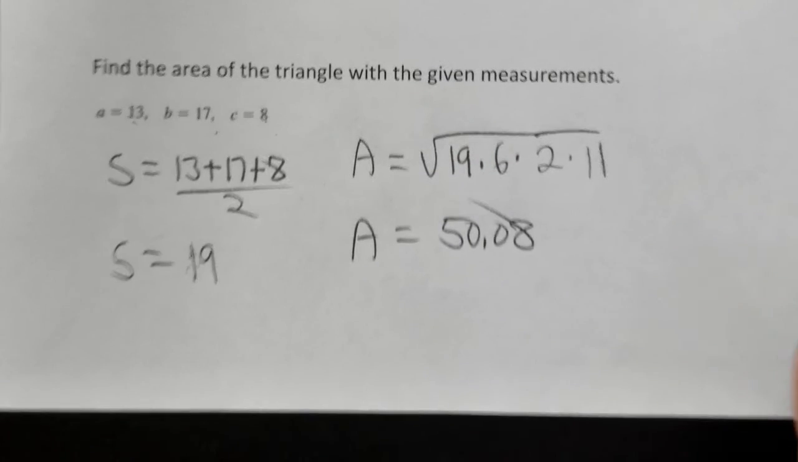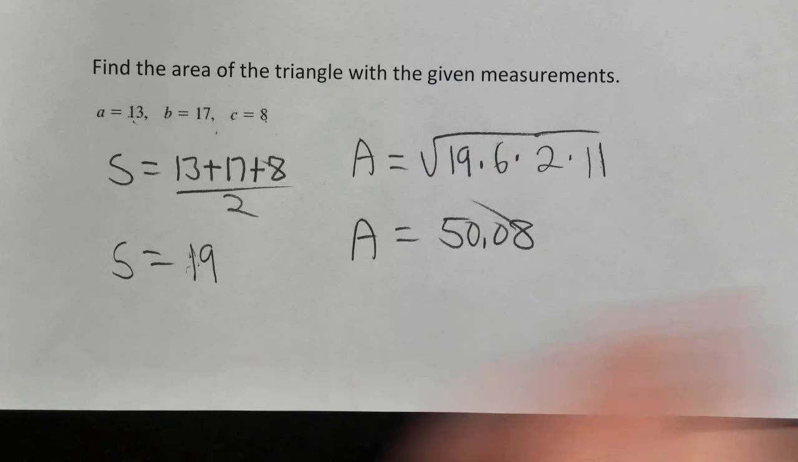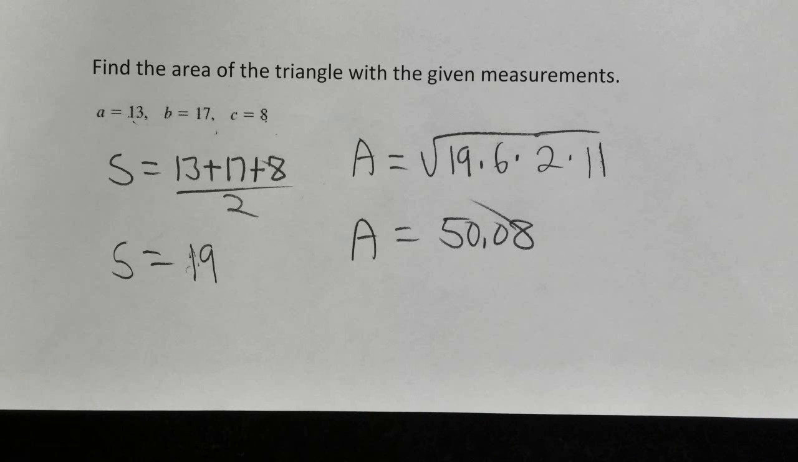All right? And so, like I say, on this assignment, we're just finding the area of different triangles. If you have two sides and the included angle, you use the first formula. And if you have all three sides and you want the area, you will use the second formula. All right, that's it.